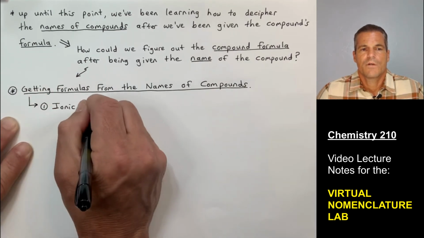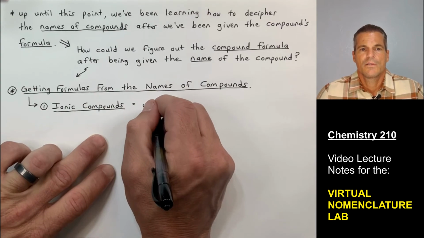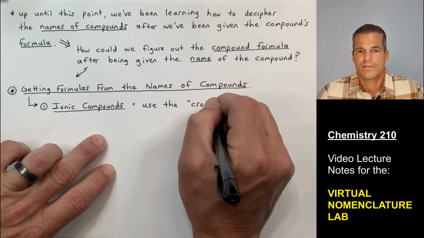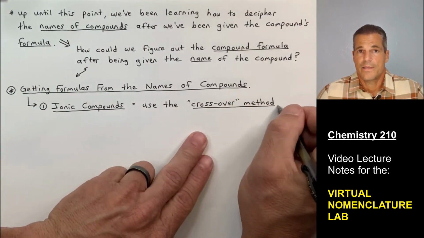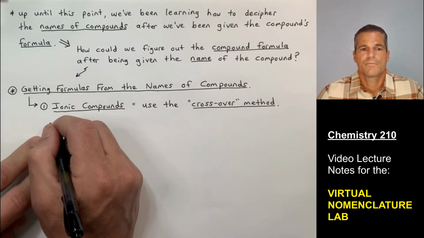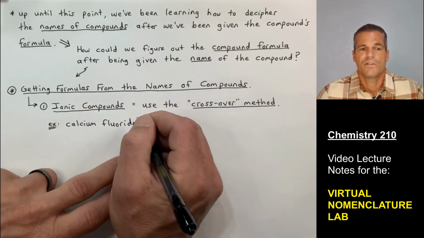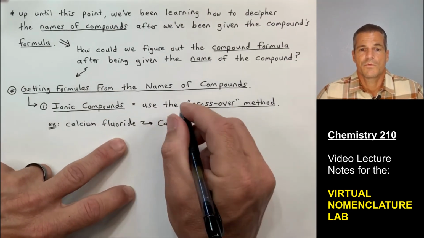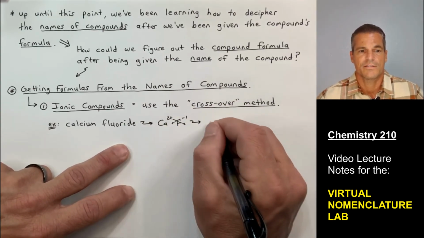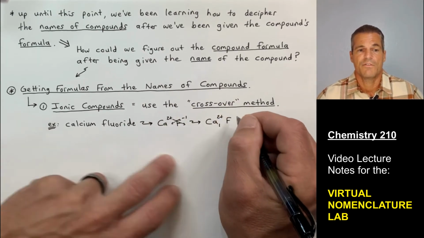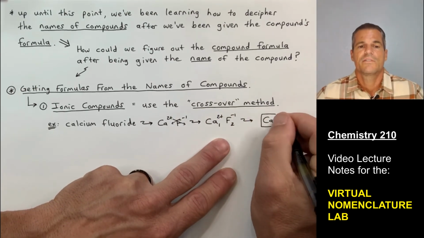All right. Well, our next topic then becomes getting formulas from the names of compounds. For ionic compounds, discussed in the previous two videos, we're going to use something called the crossover method. Sometimes it's called the crisscross method. When I lecture live, you see me go like this all the time because I'm crossing charges down. You'll see what I mean.